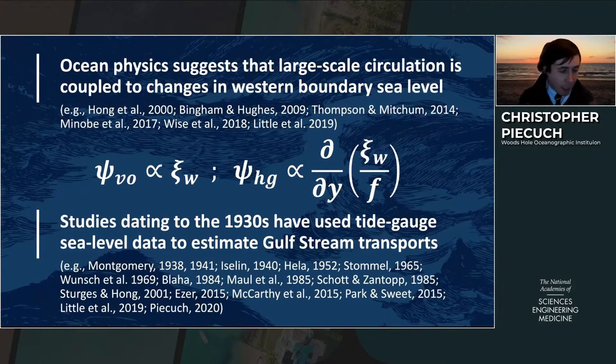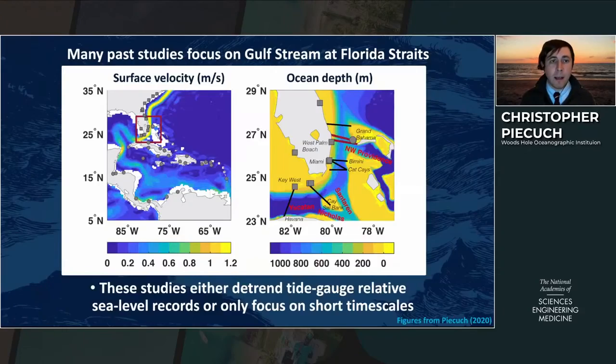Again, the idea here is that through basic physics, these large-scale features are coupled to what's happening at the coast. None of this is new. I don't want to claim any novelty here. This has been recognized for almost a century. In fact, there are studies dating back to the 1930s that try to exploit this physics to use tide gauge records to say something about ocean circulation, and particularly the Gulf Stream, going back to the early studies by Montgomery in the 1930s. Not just the Gulf Stream, a lot of these papers focus on the Gulf Stream at its origin at the Florida Straits, what's otherwise known as the Florida Current.